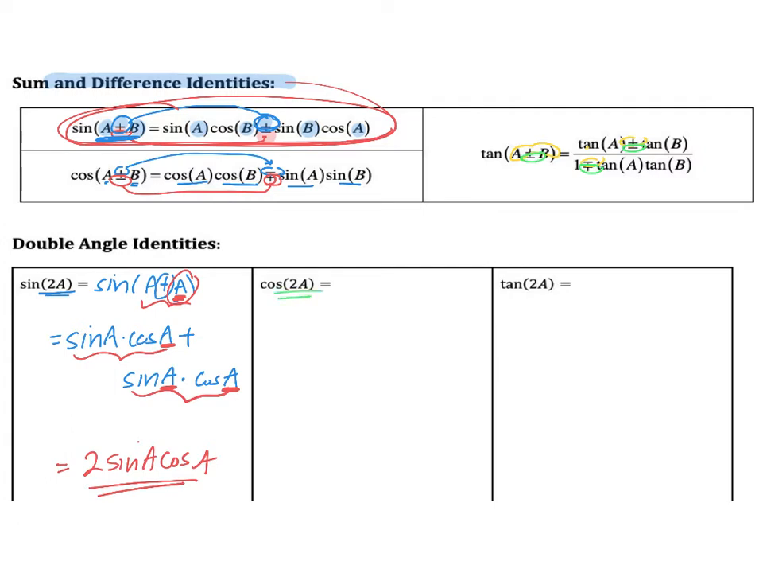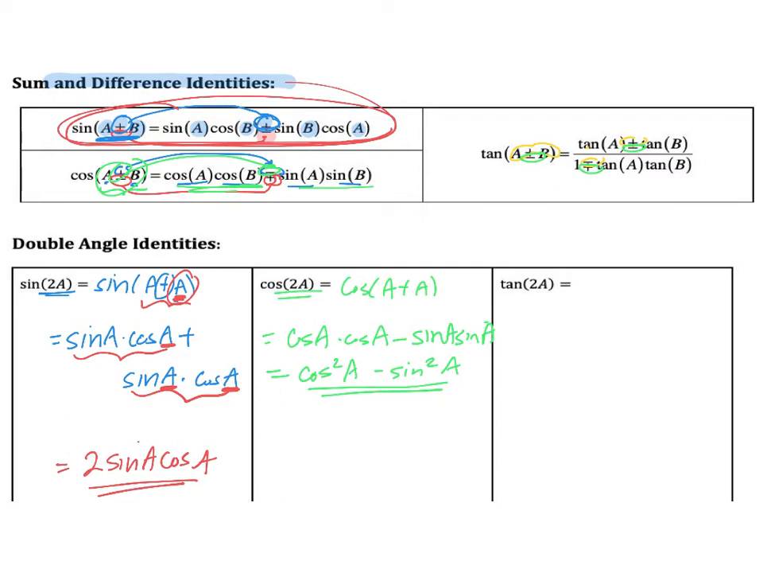All right, for cosine of 2A. Cosine of 2A, again, I'm going to put in cosine of A plus A. So there are no B's in this formula. Because it's a plus sign, I'm going to have a minus sign in between, and all these A's and B's are just going to be A's. So I'm going to get cosine of A times cosine of A minus sine of A times sine of A. So that's cosine squared of A minus sine squared of A. So this is the double angle formula. Cosine of 2A equals cosine squared minus sine squared.